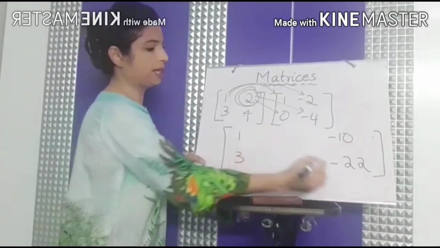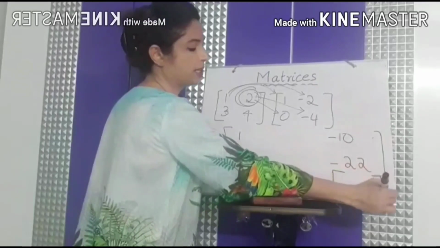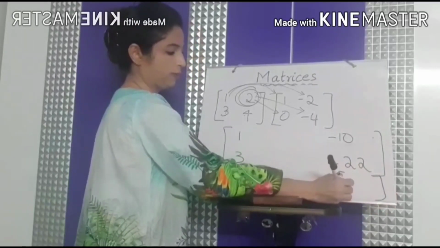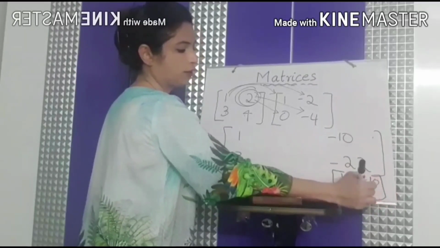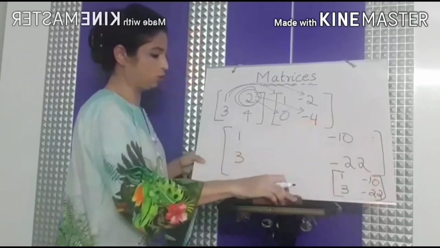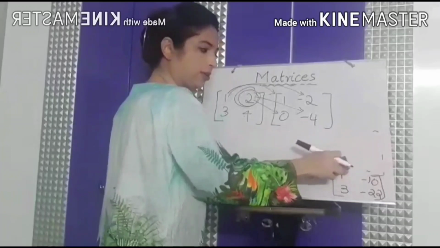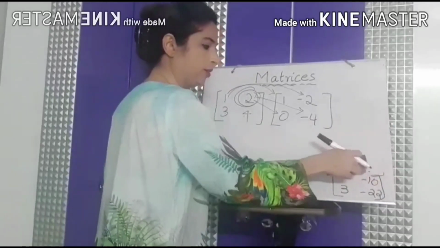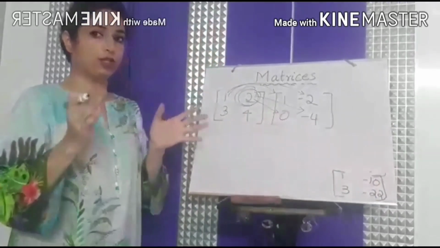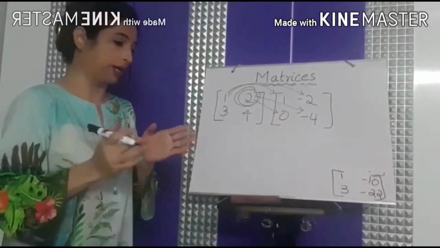Let's keep it aside and let's do the same multiplication with another method. Now the second one, I find it easier than this one, but you just have to make sure that you're writing this in the correct order.